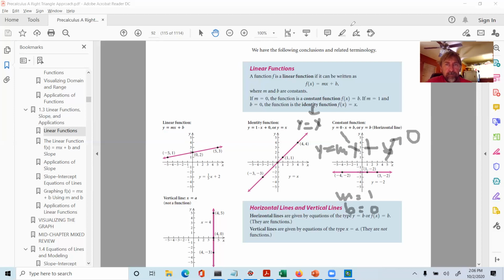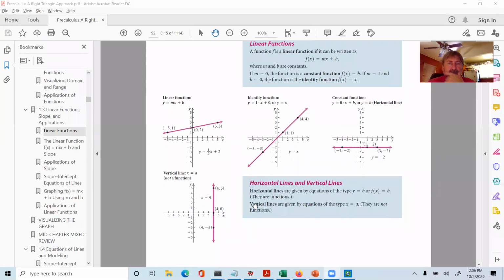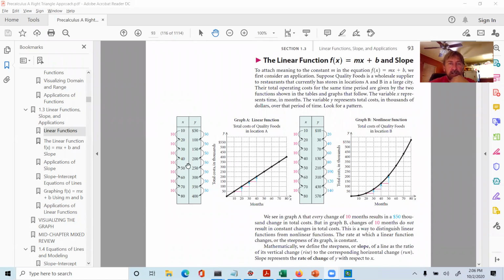Clear? Okay. Then we have the vertical line.